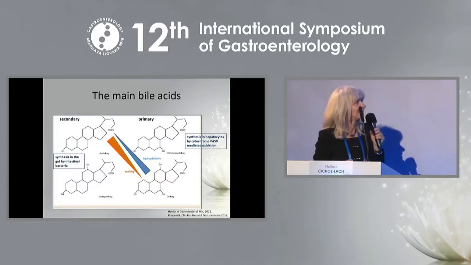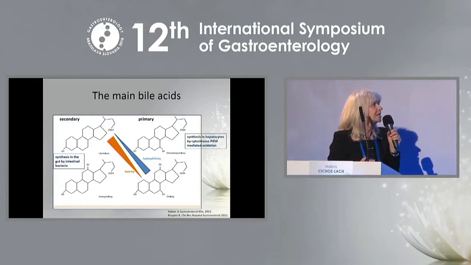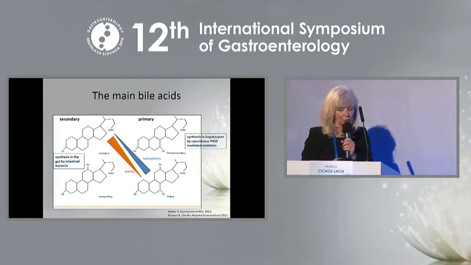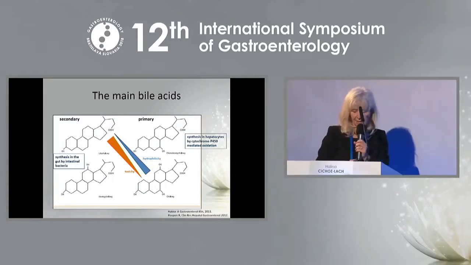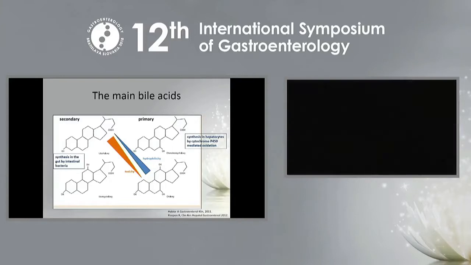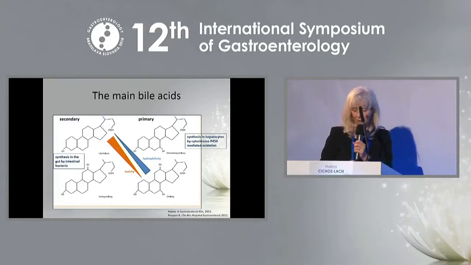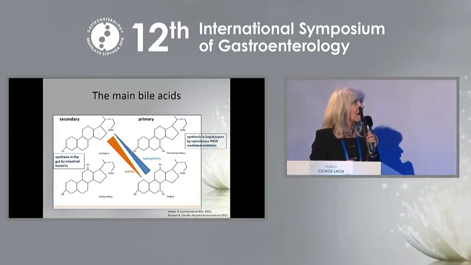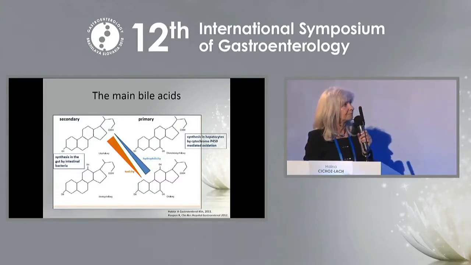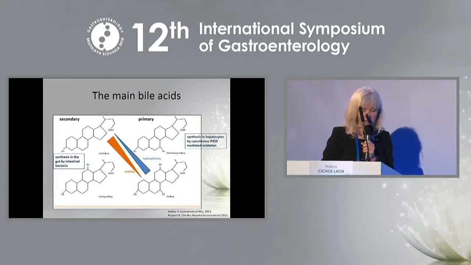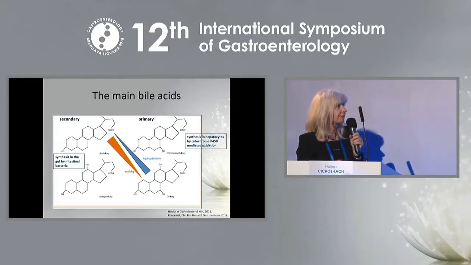As you can see on this slide, we have four main bile acids. Two of them, cholic acid and chenodeoxycholic acid, are synthesized in hepatocytes by cytochrome P450 mediated oxidation and then stored in the gallbladder. While lithocholic acid and deoxycholic acid are made in the gut by intestinal bacteria.